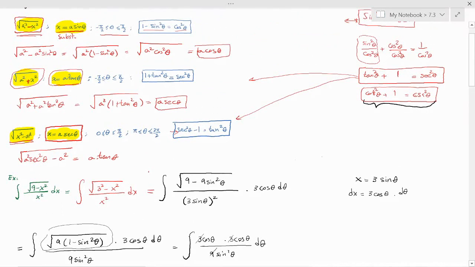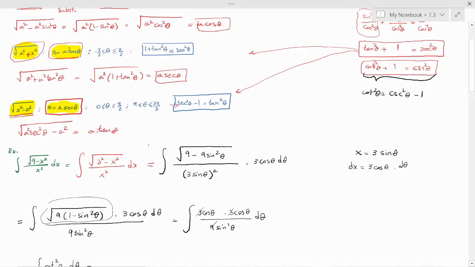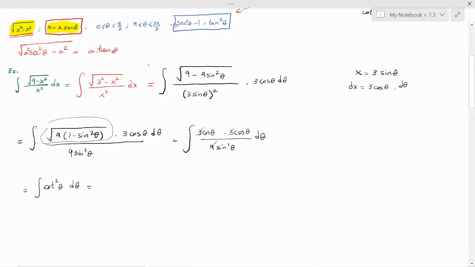Here's the identity. Cotangent squared of theta is cosecant squared theta minus 1. So I can replace cotangent squared with cosecant squared minus 1. This integral would be the integral of cosecant squared theta minus 1 d theta. So now I can integrate. What is the integral of cosecant squared? It's negative cotangent theta. What is the integral of negative 1? Minus theta. Plus some constant.